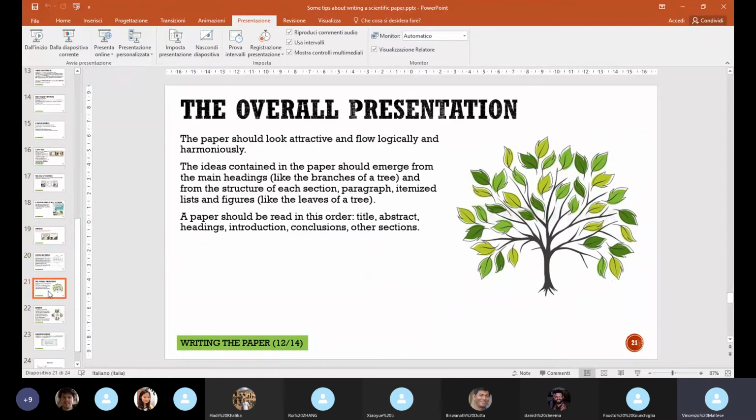At the end, once you have designed the coarse structure, the fine-grained structure of the presentation, your paper should look like a kind of tree. So you have the main headings, which constitute the branches of the tree, and then sections constitute the smaller branches of your tree, and then all the paragraphs and the single sentences constitute the leaves of your tree.